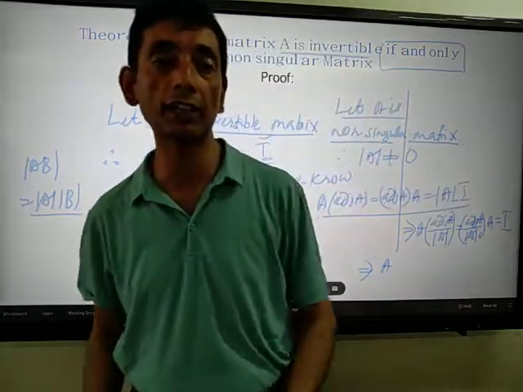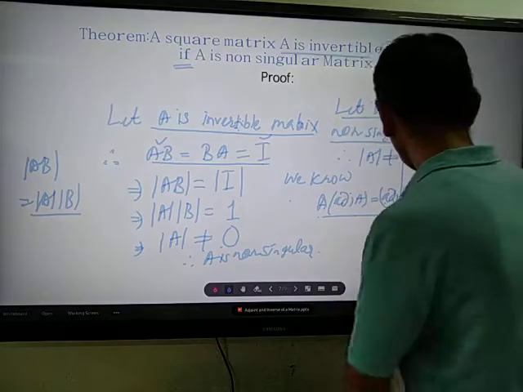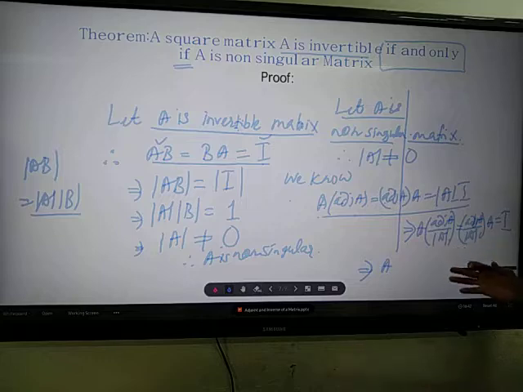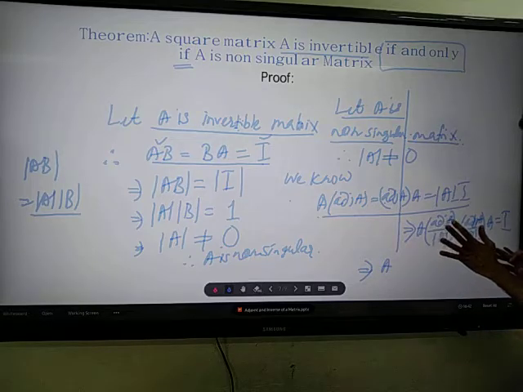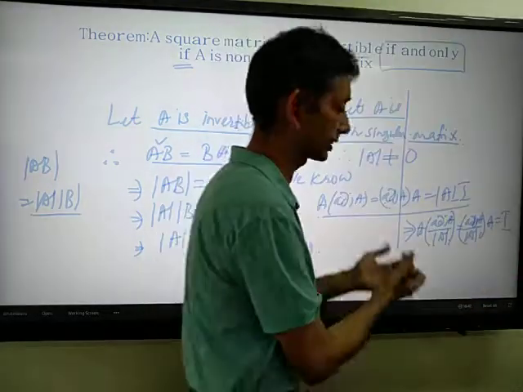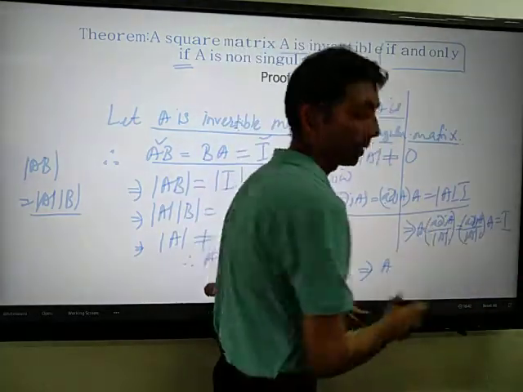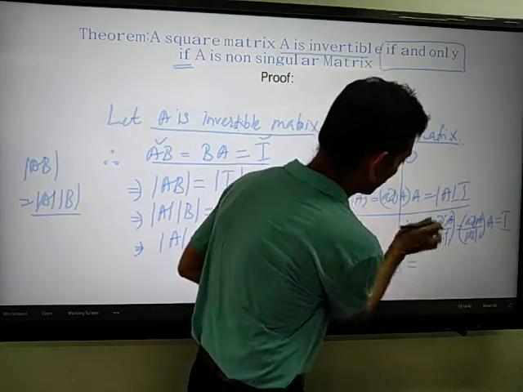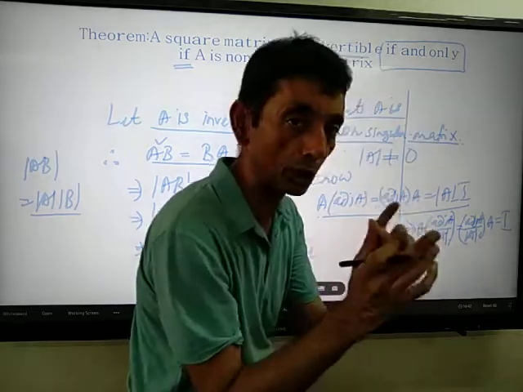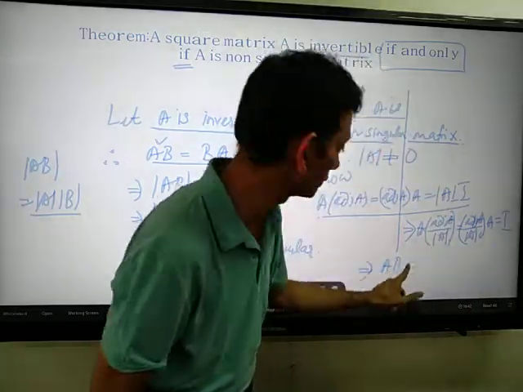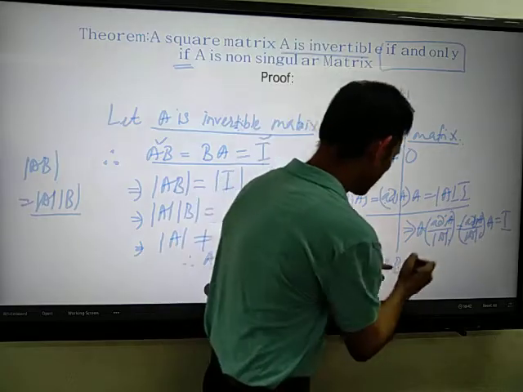What is adjoint of A? Adjoint of A is a matrix. You are dividing this matrix by determinant A, which is a number, real or complex. That means you are multiplying by a scalar, so obviously the result will be a matrix. You can just take this matrix as B. The adjoint of A by determinant A you are denoting by the symbol B. This is just a symbol, nothing else, because B is a matrix.